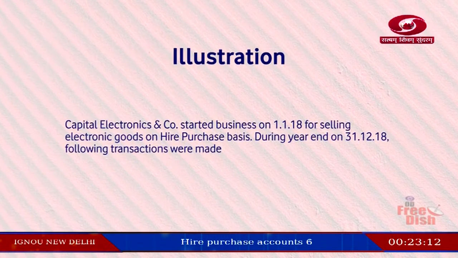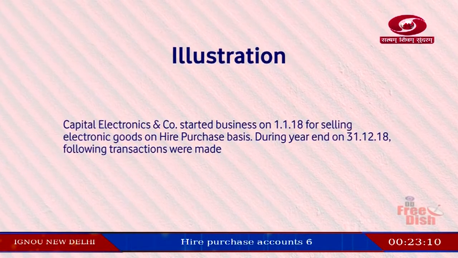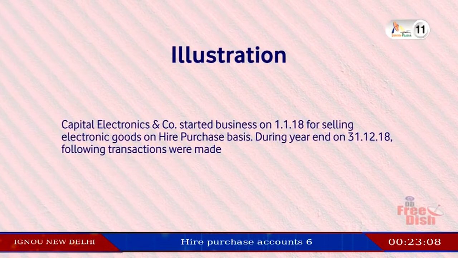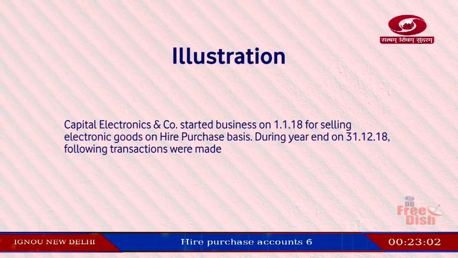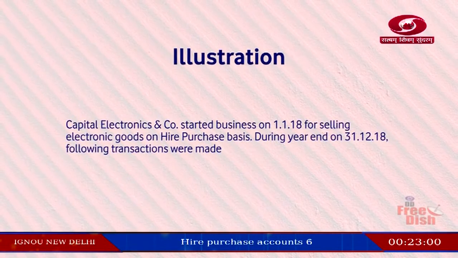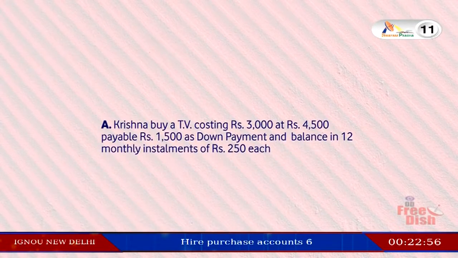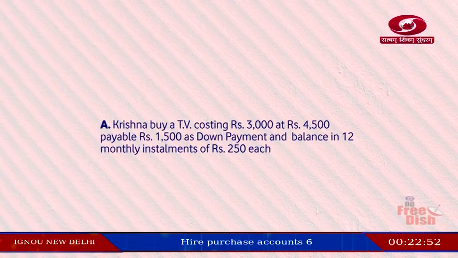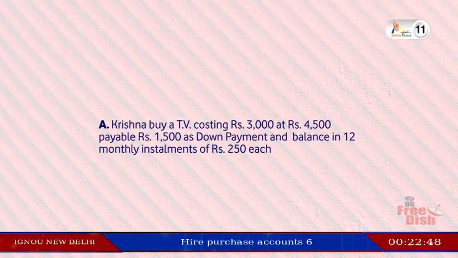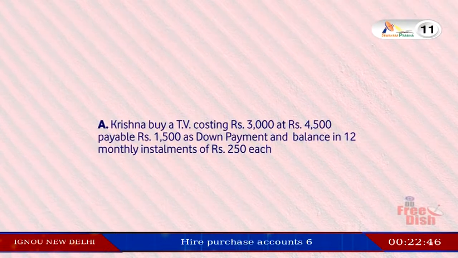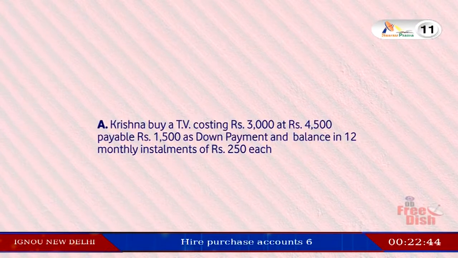Capital Electronics and Company started business on 1st April 2018 for selling electronic goods on hire purchase basis. During the year ended 31st December 2018, the following transactions were made. Krishna bought a TV costing rupees 3,000 at rupees 4,500. So Krishna bought a TV whose cost was 3,000 but was bought against 4,500.